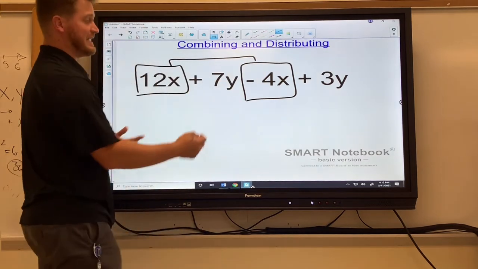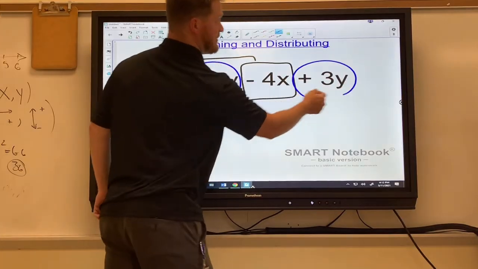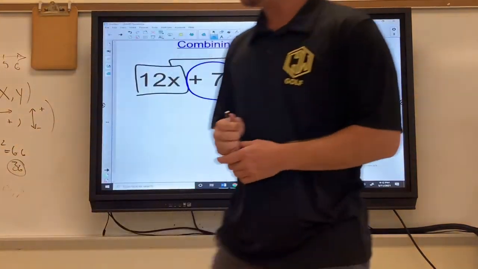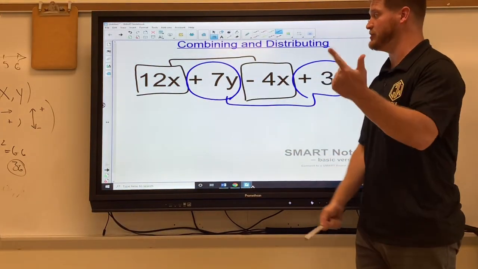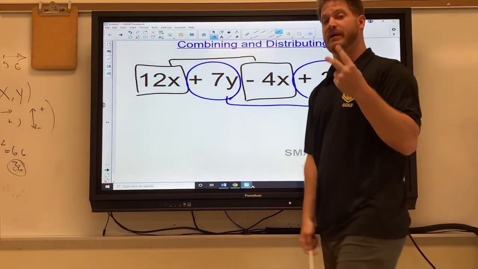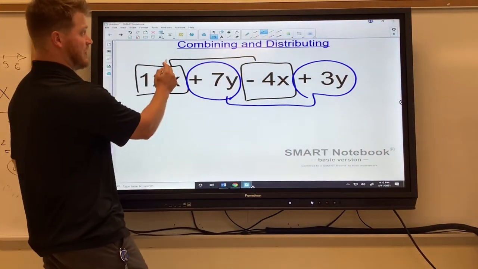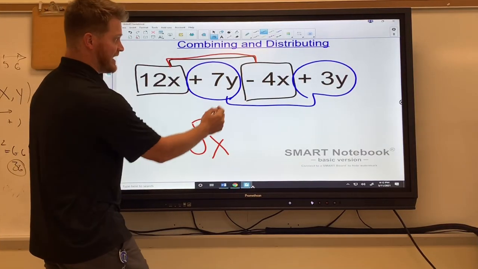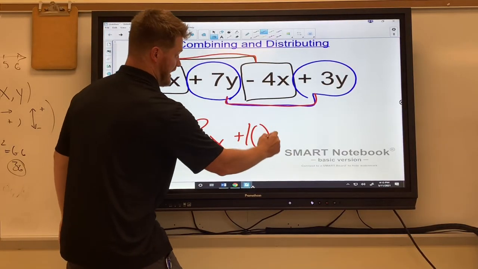Then also I see y's up here. So I see a positive 7y term and a positive 3y term. So we're going to be adding those two together because they're both positive. Now, because I have two x terms and two y terms, in the end, I'm going to combine the two final terms of my final answer. So when we combine these, the 12x minus 4x is going to give me 8x, and the 7y plus 3y is going to be 10y.